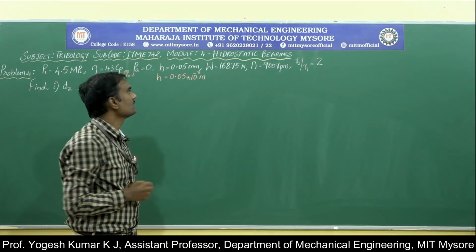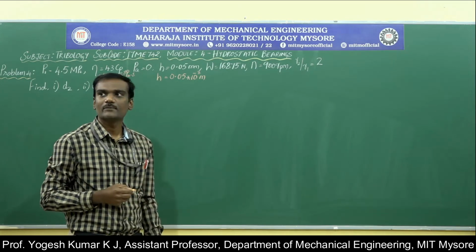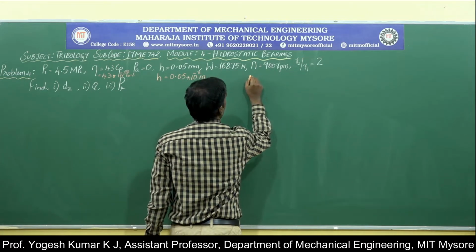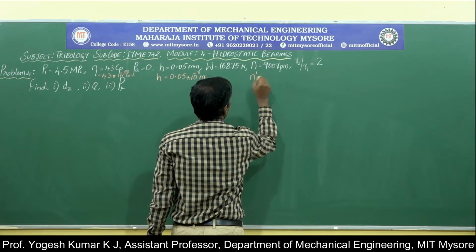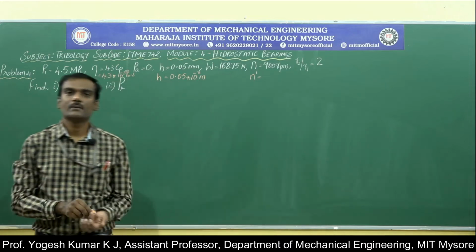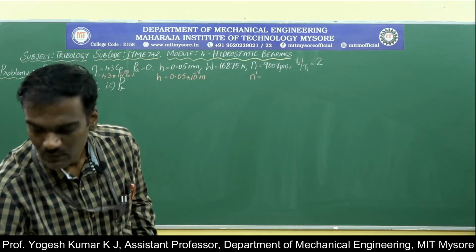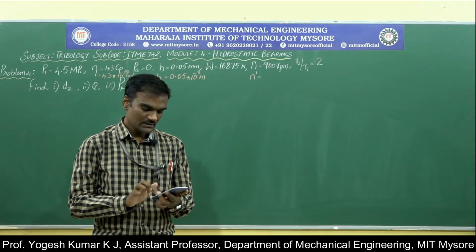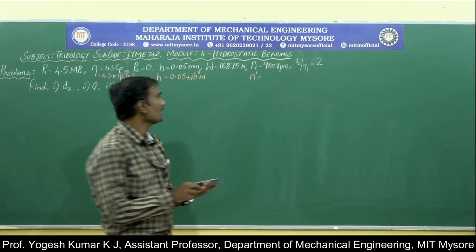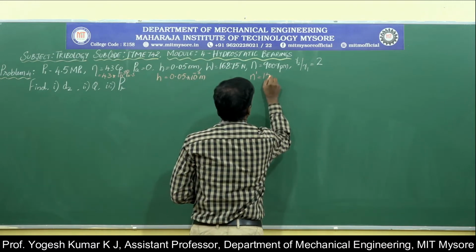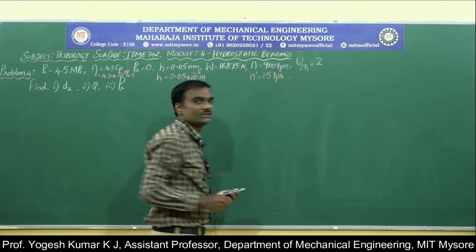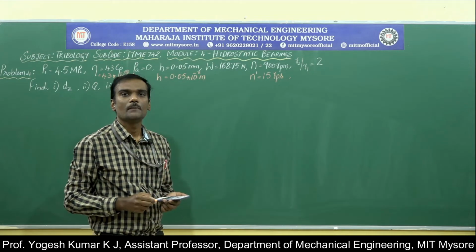Load they have given in Newton, so let us retain that same value. The speed is mentioned in RPM; let us take it in terms of RPS. To convert RPM to RPS, divide the RPM value by 60. 900 by 60 is 15 RPS. What is RPS? Revolution per second.